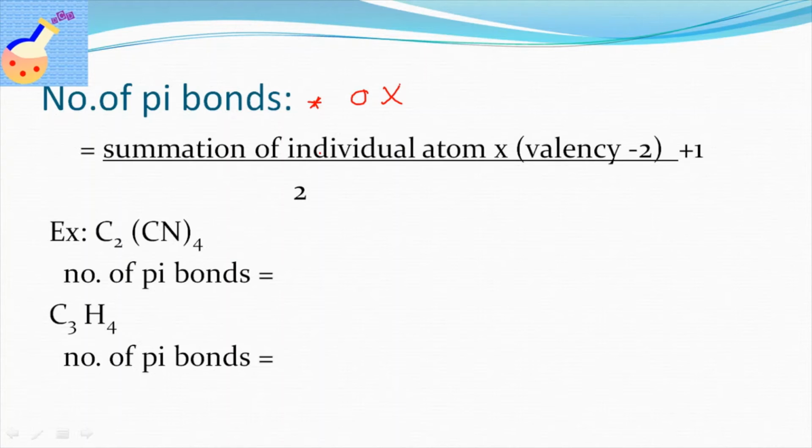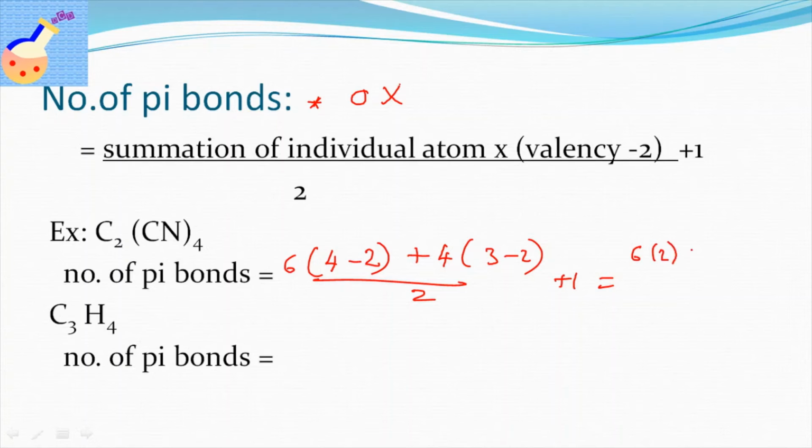Then coming to the example, C2(CN)4. In this case, summation should be done. That means how many carbons are there? 4 plus 2, 6 carbons into (valency 4 minus 2). Then coming to the nitrogen, how many nitrogens? 4 nitrogens into (valency 3 minus 2), divided by 2, plus 1. That is equal to (6 into 2 plus 4 into 1) by 2, plus 1. It gives 9 pi bonds.